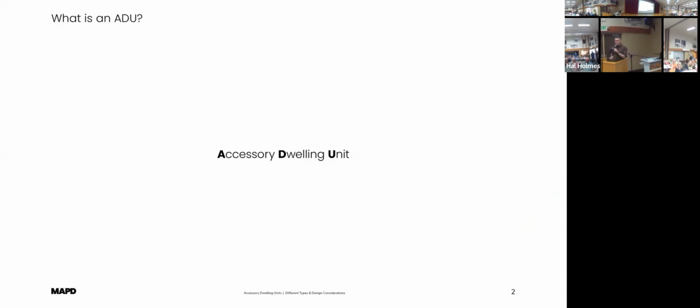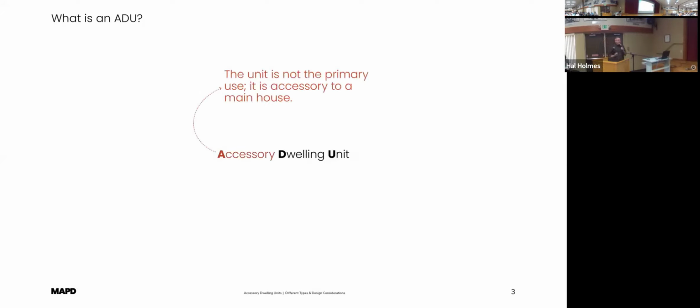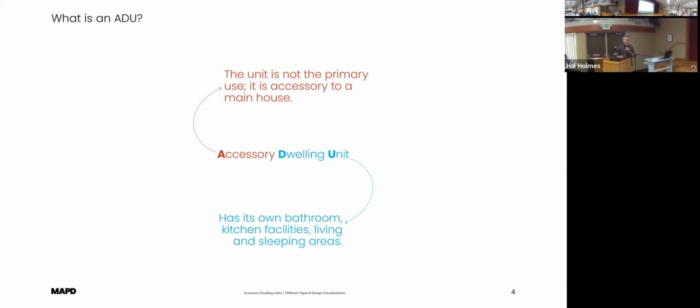All right. So just to start out for basics, what is an accessory dwelling unit? That is what ADU stands for. It's accessory, which means it's not the primary use of a lot. It's accessory to the main house as far as the city or the county is concerned. And it is, in fact, a dwelling unit. So it has its own bathroom, kitchen facilities, living and sleeping areas. So if you're just building a room in your backyard, that is not an ADU, it's different permitting. So it's a simpler thing, but there are a lot of advantages to having an ADU.